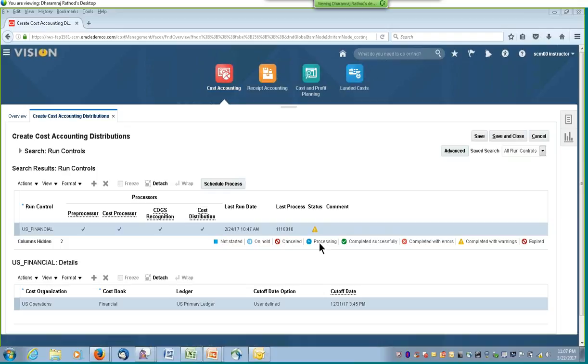So Samir, what's your question now? If I have a cost method at sub-inventory level, where do I select the sub-inventory after defining the valuation structure? So after defining the valuation structure, your valuation structure would be, let's say, cost org, inventory org, and the sub-inventory.